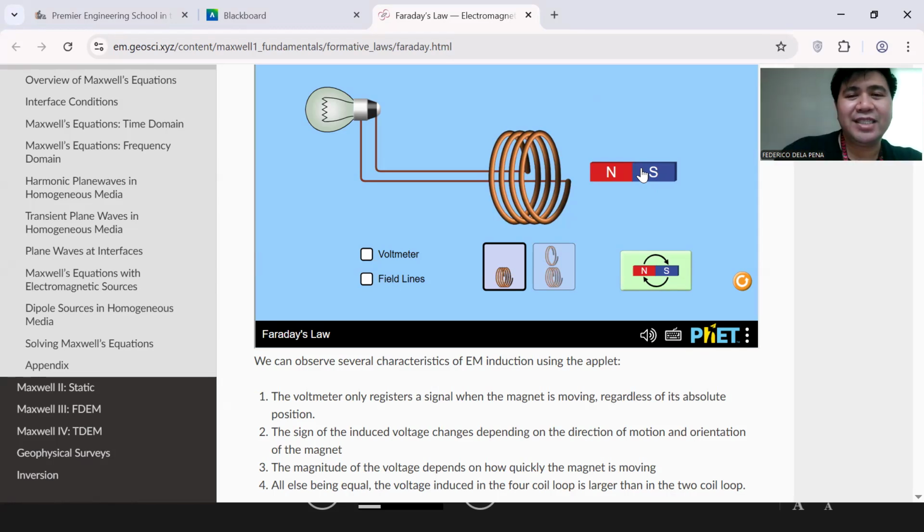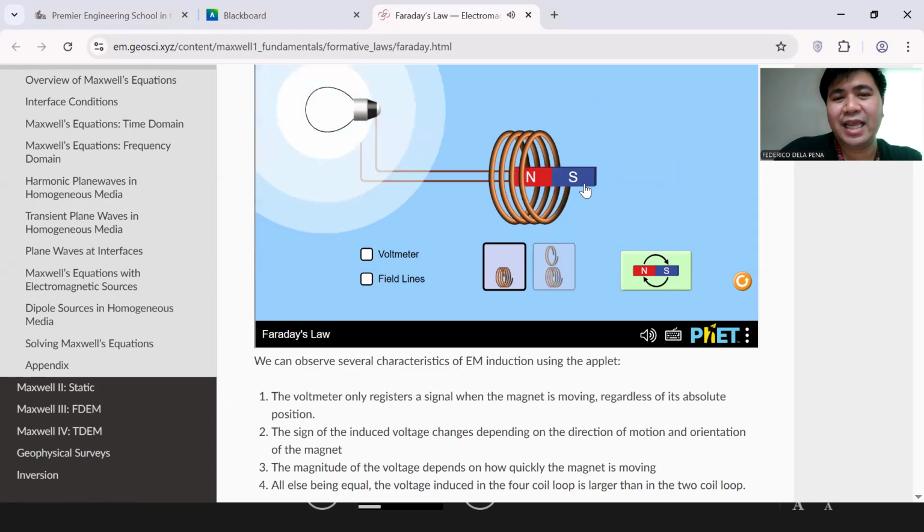Okay, so whenever there is a magnetic field, the magnetic dipoles will try to align.